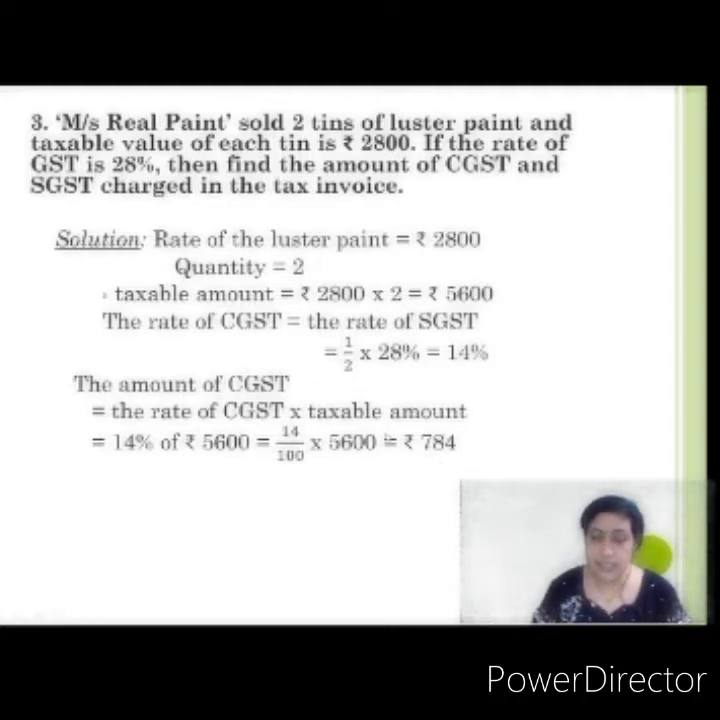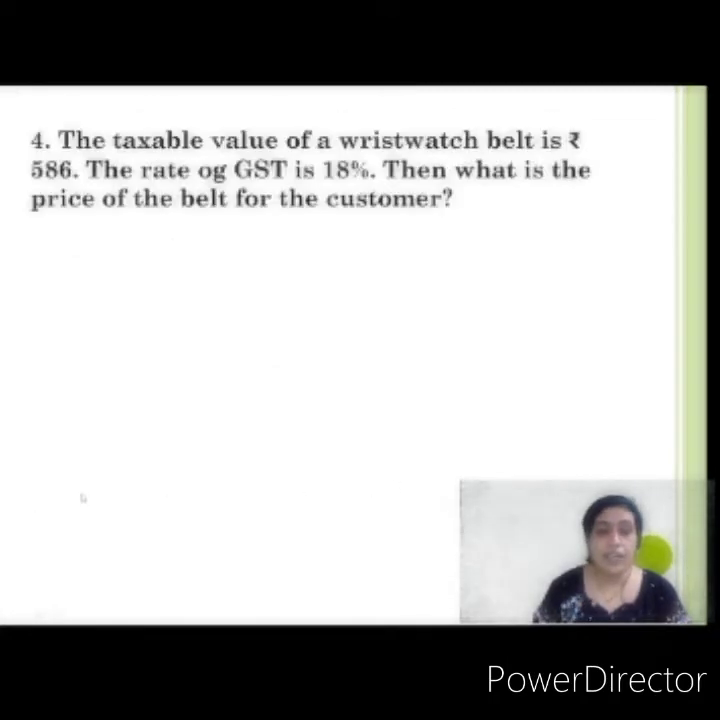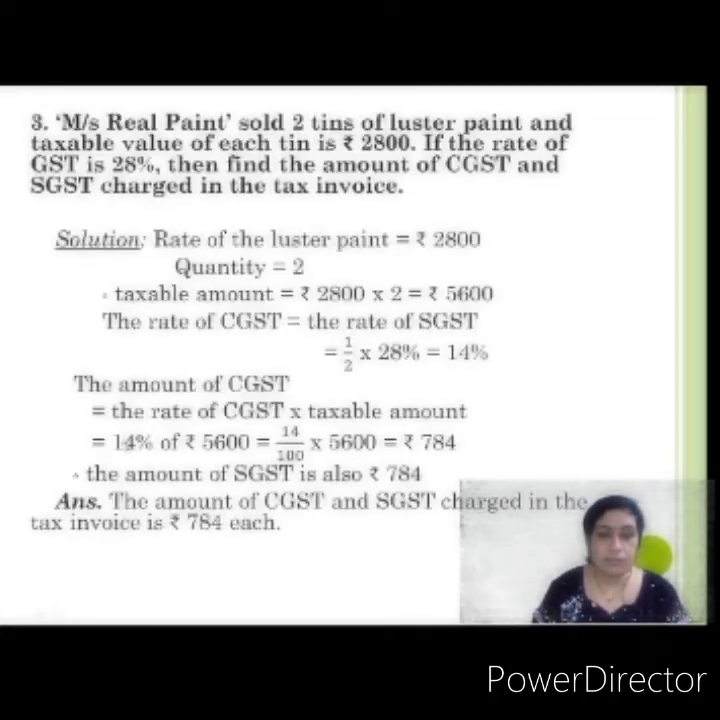So the CGST amount we have calculated, the same will be the SGST amount. So the SGST amount is also 784 rupees. Now don't forget to write the answer, because they have asked what? Find the amount of CGST and SGST, and this is what we have found, that the amount of CGST and SGST charged in the tax invoice is rupees 784.